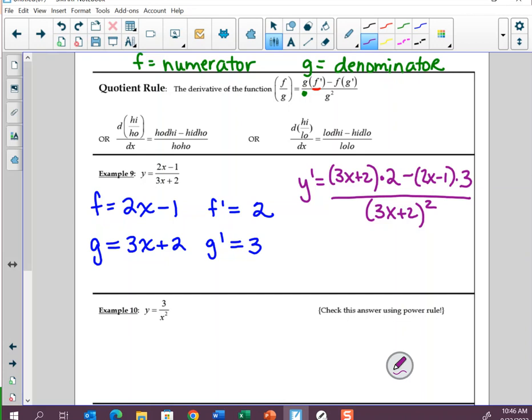But before we do that, is everyone okay with where all my pieces came from? My low, my d high, minus high, d low, over low low. Ho d high minus high d ho. Merry Christmas.